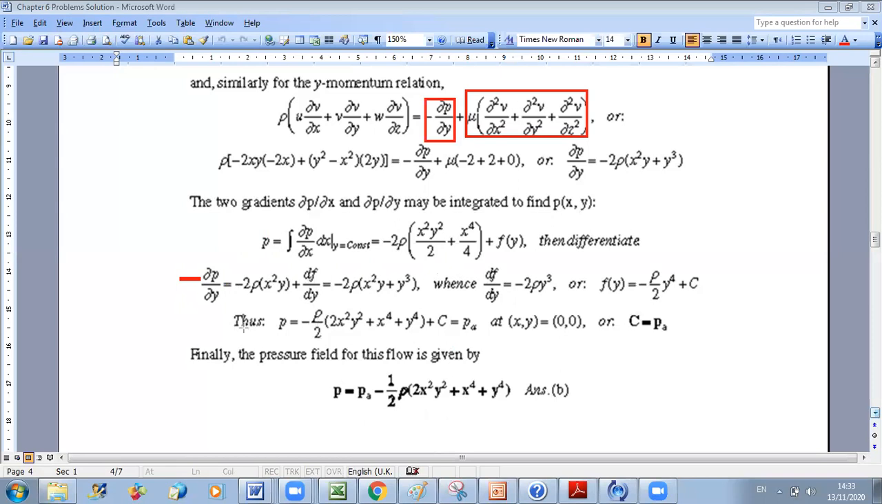That's the whole idea: we worked on minus del p by del y, while they worked on plus del p by del y. That is why their result was minus 2 rho y cube, while ours came out plus 2 rho y cube, because our f is the opposite of theirs. But when you replace back, when you take this minus to the other side, you will get the plus.